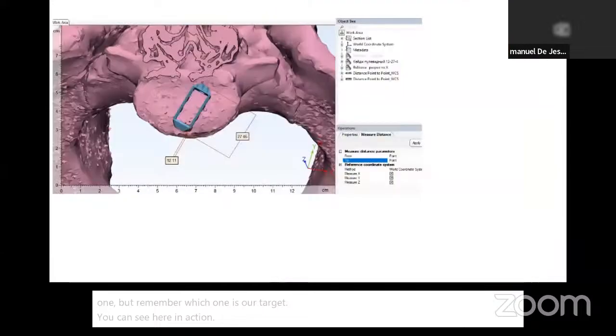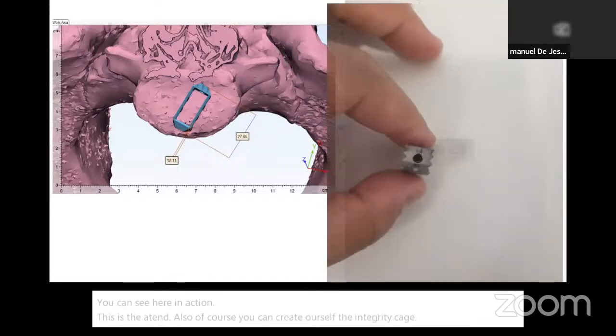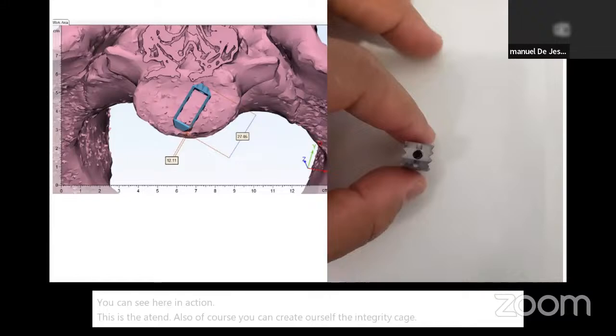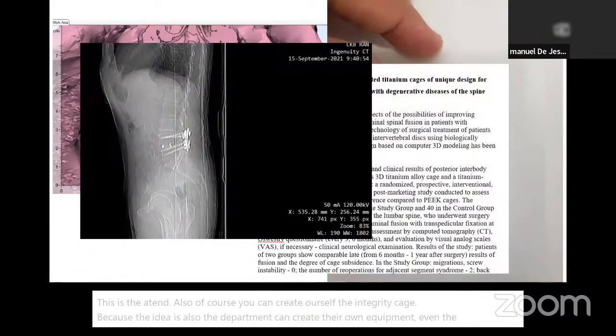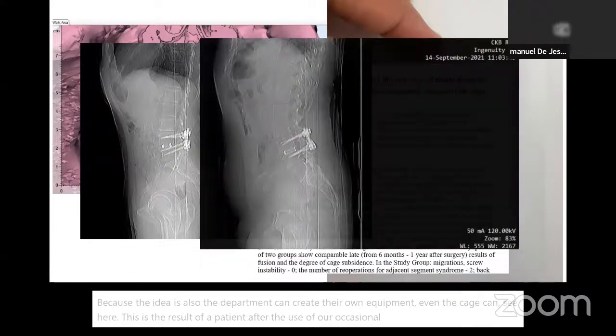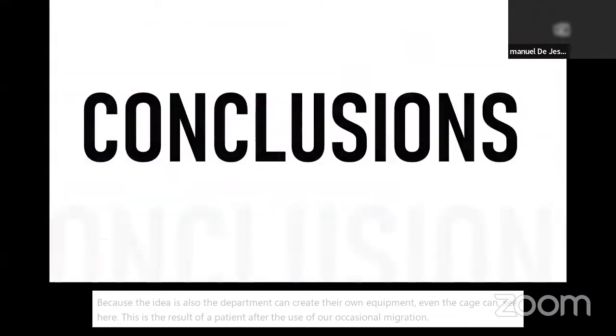This is the patent. Also, of course, we can create the interbody cage ourselves, because the idea is that the department can create their own equipment, even the cage. You can see here the result in a patient after the use of our cage: no migration. This is the article about it.